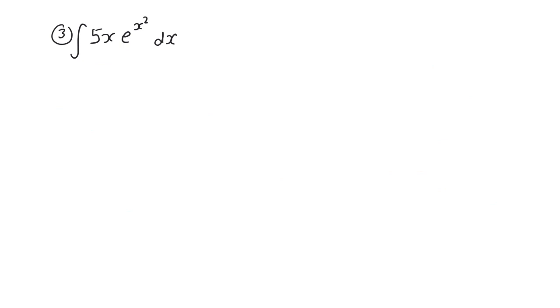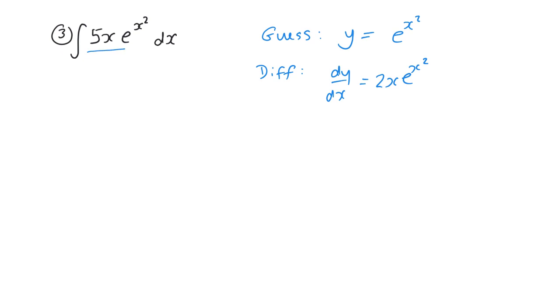Third one then, we're integrating 5x e to the x squared dx. So again, when it's got exponentials, your guess is always the exponential. So y equals e to the x squared. So when we differentiate, that gives us e to the x squared times, differentiate x squared, would get times 2x. So we've nearly got what our answer is over here, but we don't have 2. So I'm going to have to get rid of that 2 and put the 5 in. So we'll multiply by 5/2.